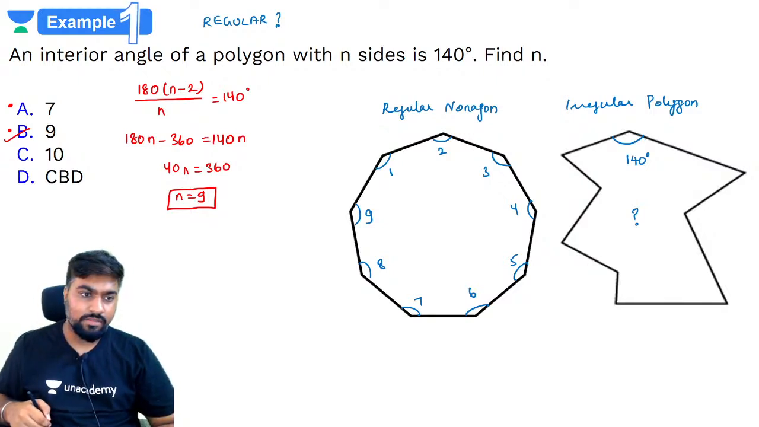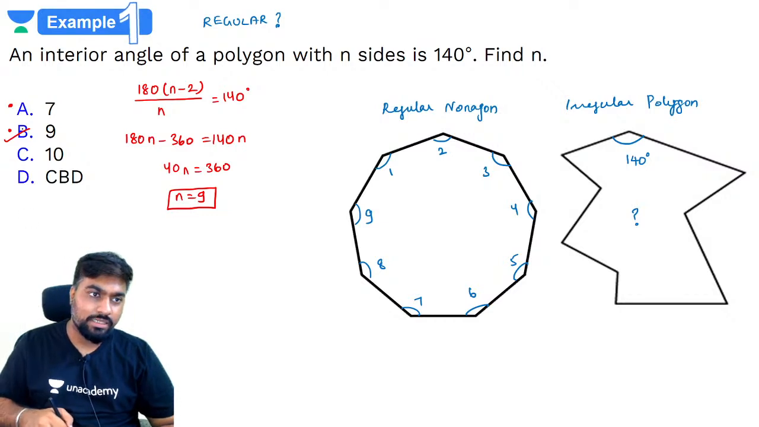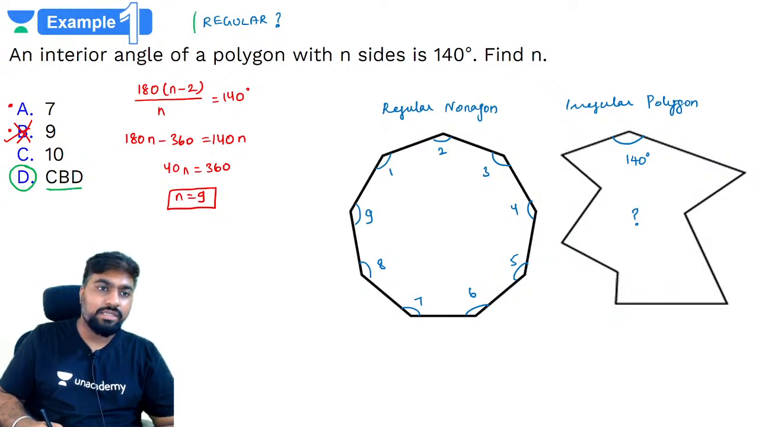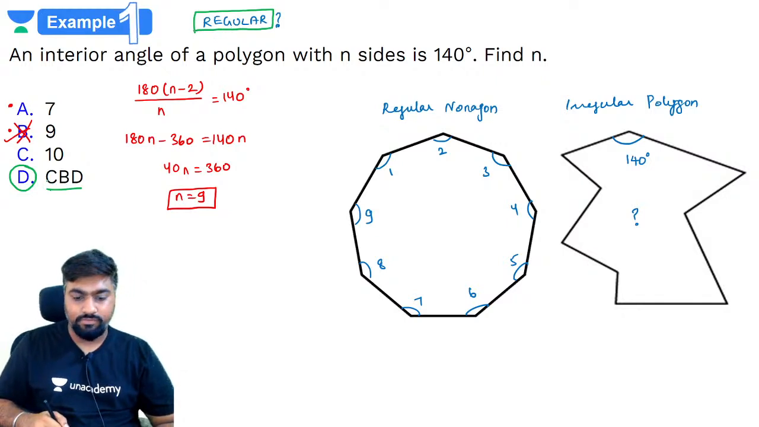So what is our answer? Our actual answer is not 9. It is option D, cannot be determined. Unless and until it is mentioned that the given polygon is a regular polygon, please do not assume it to be. समझ गए?